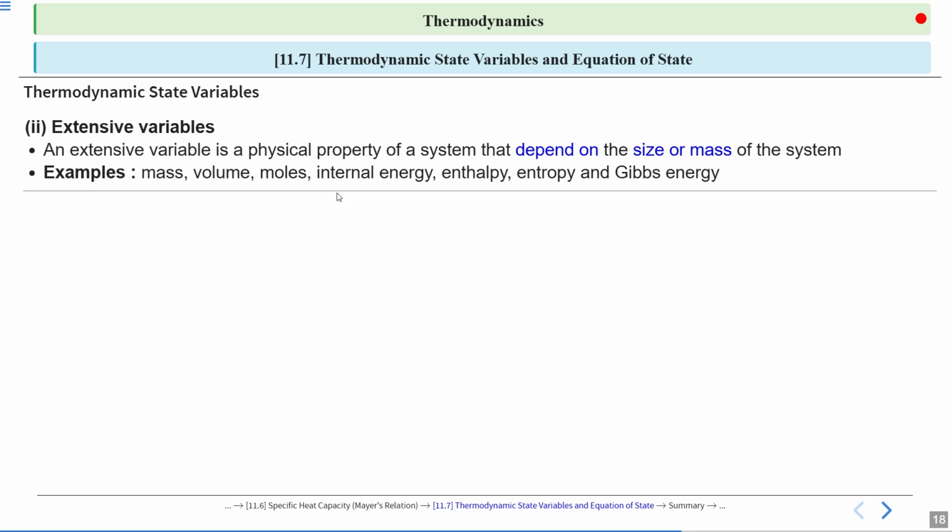In simple words, if we want to differentiate between intensive variables and extensive variables, intensive variables are independent of matter. They do not depend on matter, like temperature and pressure. Whereas extensive variables depend on size or mass. So mass, volume, moles, and internal energy are the extensive variables. I hope this is clear.